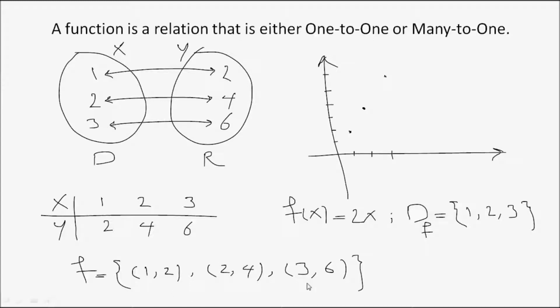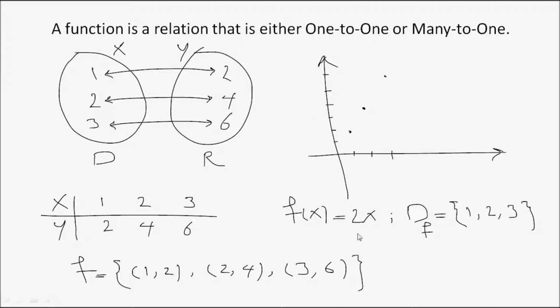You can also graph these points or these ordered pairs on a rectangular coordinate system, and that would be another representation of a function. So you graph the points (1, 2), (2, 4), and (3, 6). It is also a representation of a function.